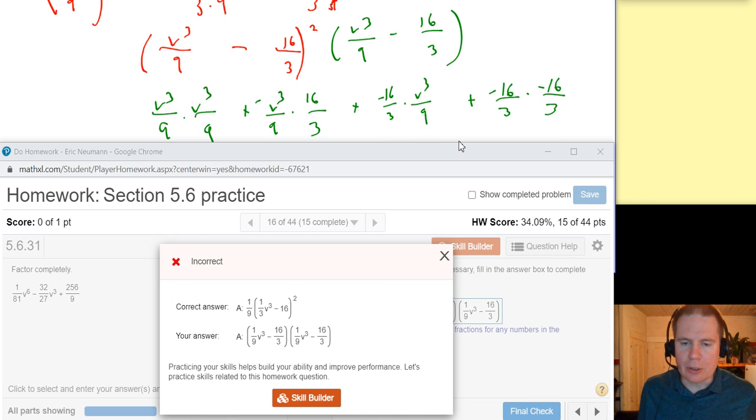But I guess that's what they wanted. You could have factored out 1/3. I guess that's it. They wanted you to factor out 1/3 as a common factor from these two, and factor out 1/3 as a common factor of these two. And that gives you 1/9 times 1/3 v cubed minus 16.